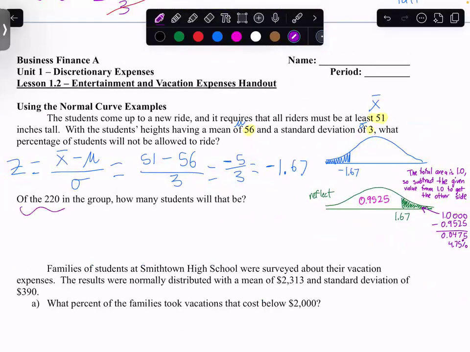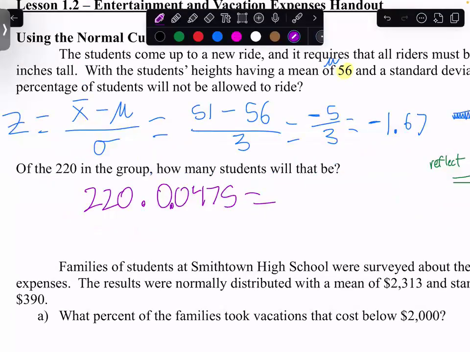Okay, so of the 220 in the group, how many students is that? So 4.75% of the 220. To find a percent of a whole, you multiply. So 220 times, and we'll go back to using the decimal form. Of course, when we're dealing with students, you have to have a whole number, so we'll just round to the nearest whole number, which is 10.